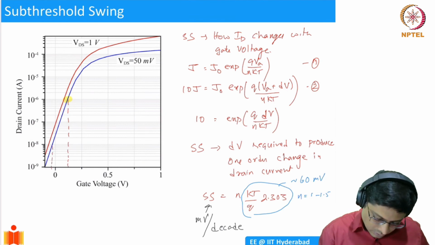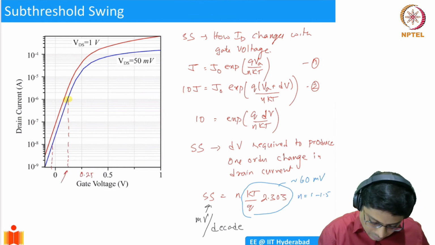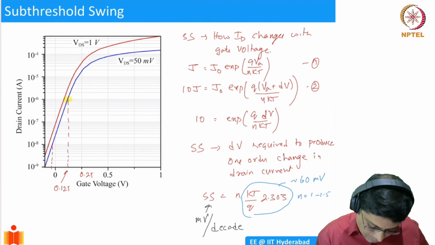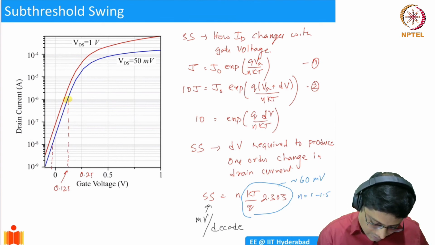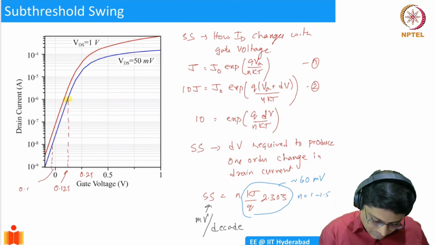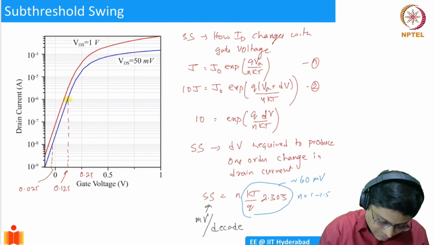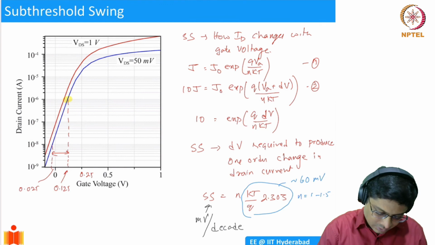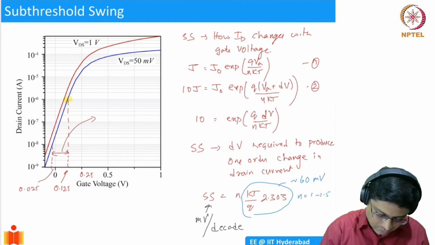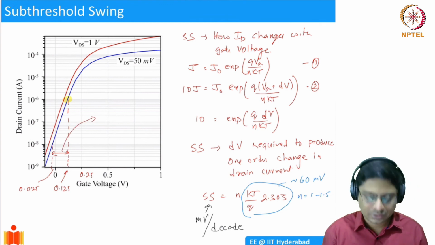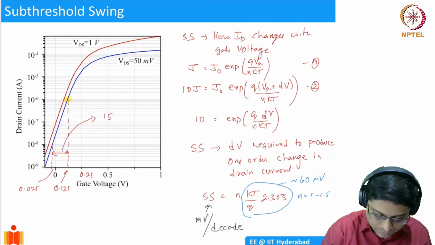Okay. So this is 0.25 here. I'll say this is 0.125, and this will be, I don't know, I'll just approximate it by 0.025. I'm trying to find out the distance between these two points in the X direction, which is going to be equal to 125 and 25. So 150 millivolts, I'll say.